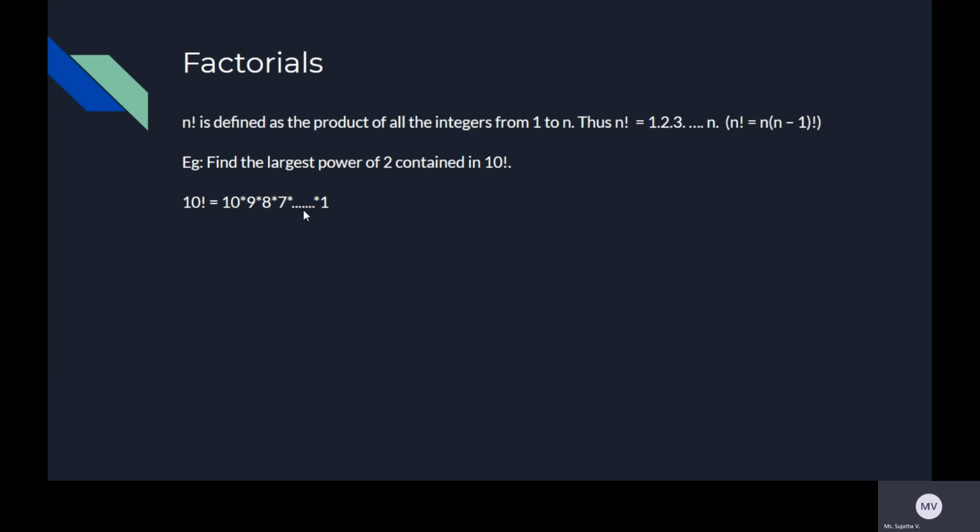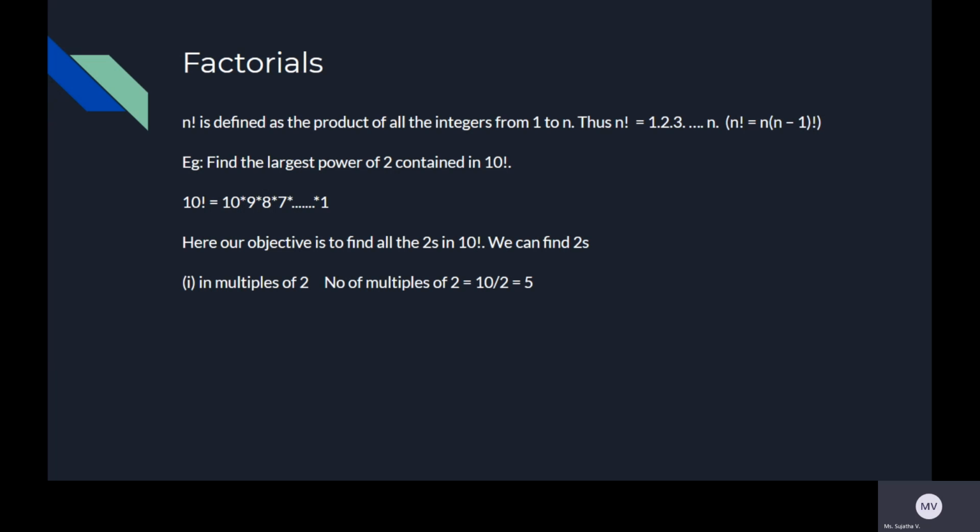Now, listing out is not always easy. Right now, we are dealing with 10 factorial. It's fine. But what if it's a bigger number? What do we do? Actually, what are we doing here? Let us understand it in a better way. Our objective is to find all the 2's in 10 factorial. Where can we find the 2's? We can find one set of 2's in multiples of 2. How do we find multiples of 2? Here, the multiples of 2 are 2, 4, 6, 8 and 10. So we have 5 multiples of 2.